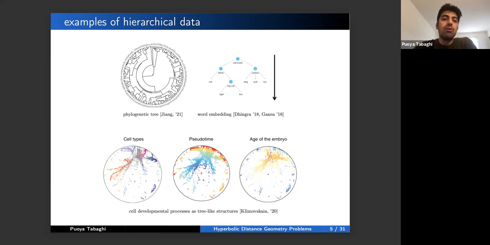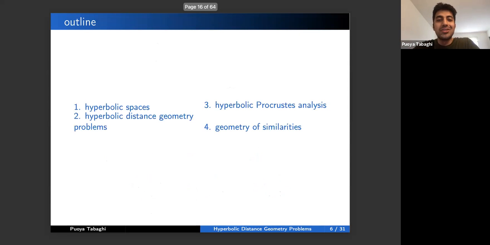Okay, so for all these reasons, I'm considering solving a distance geometry problem in hyperbolic space. So here's the outline of the talk. I'm going to talk about what hyperbolic spaces are and what a distance geometry problem is. And then I will talk about Procrustes analysis in hyperbolic space, which is quite common if you're trying to solve a DGP in Euclidean space. You want to be able to align point sets.